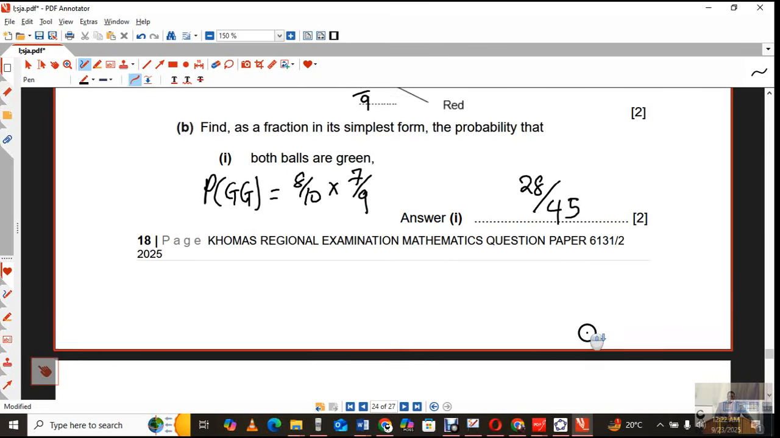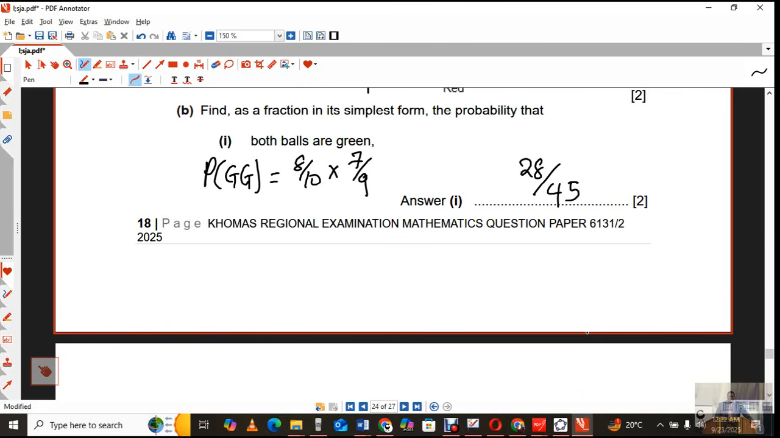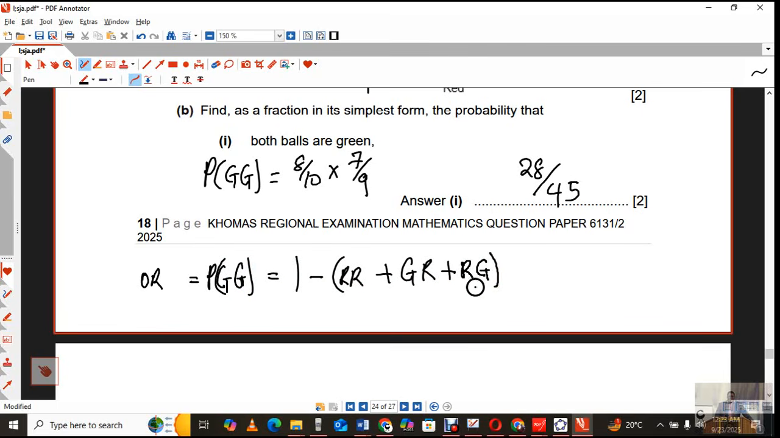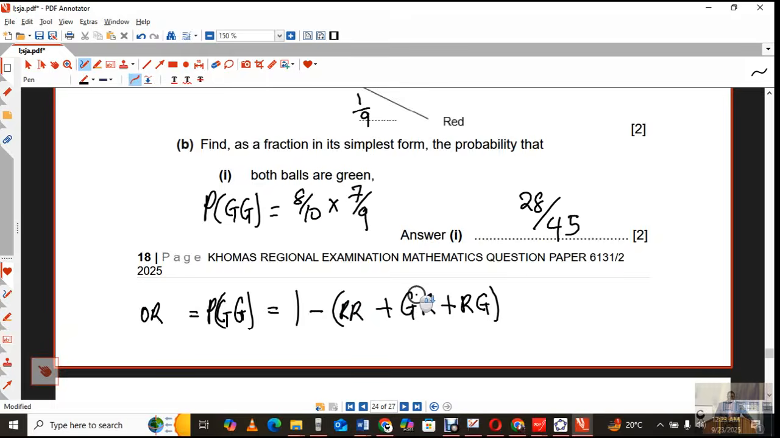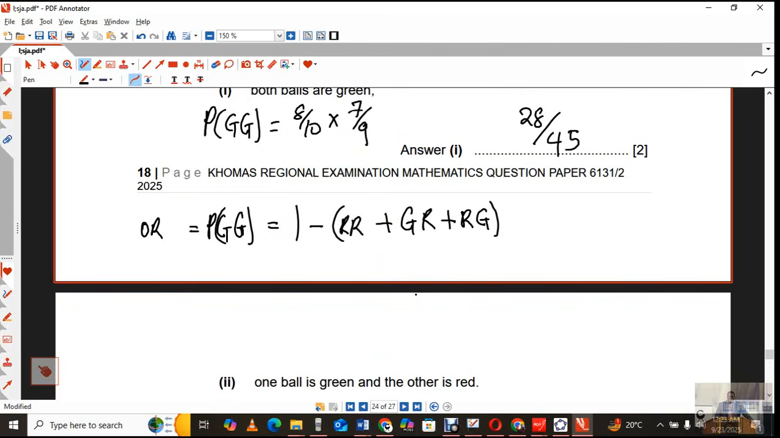There is also another way to do that, but for me, that is the straightforward one. But I'm just going to write it underneath so you can also do that. So you can say probability that you have both green and green, maybe it's 1 minus red red plus green red plus red green. Okay, and then you should definitely see what you get to as your answer. So you're going to go red red, that is 2 over 10 times 1 over 9. Okay, so you can have all of that.